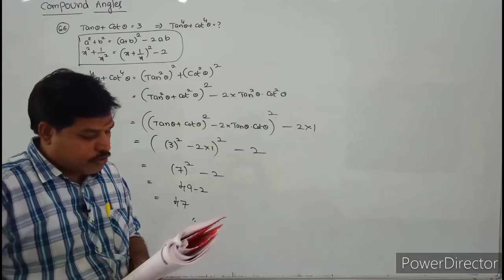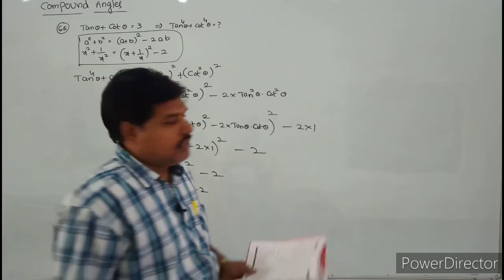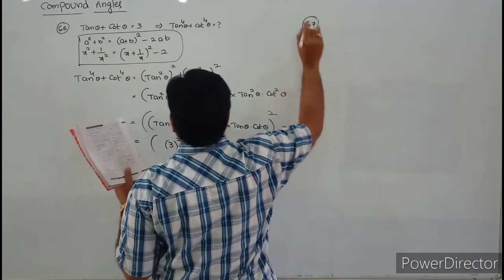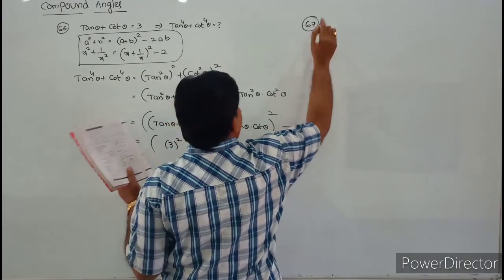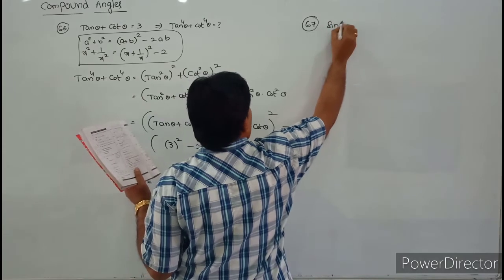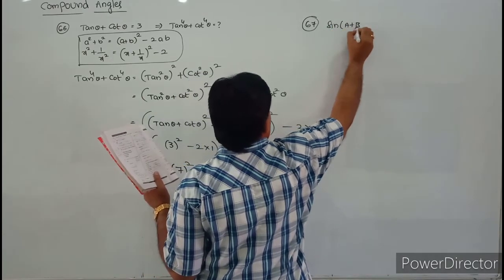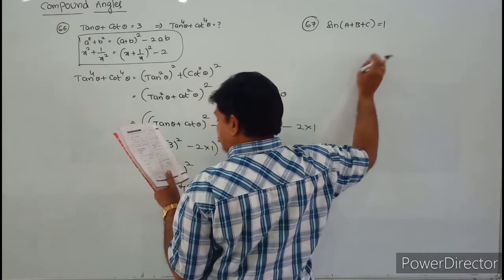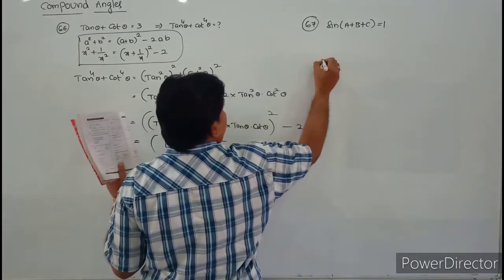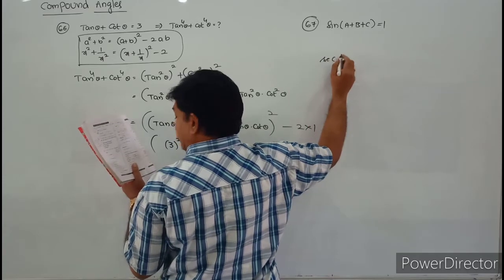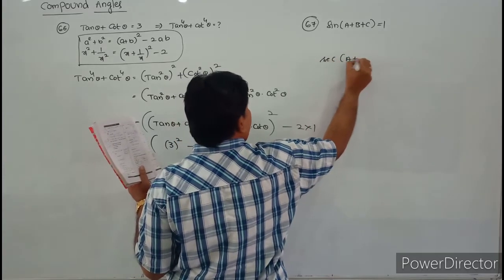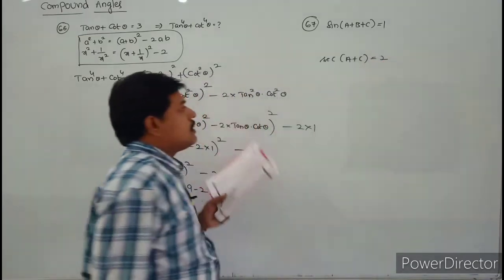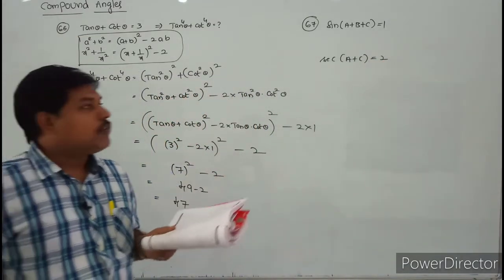Okay, so see that question, students. And see the next question, question number 67. So what is question number 67? See that question, students. Sine of a plus b plus c is equal to 1 and secant of a plus c is equal to 2.